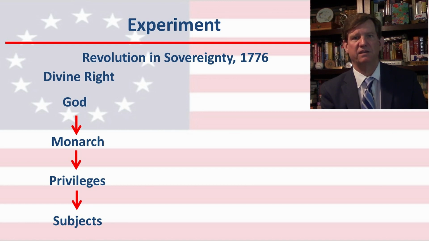They rejected divine right absolutism, a system in which God gave authority to a monarch to assign privileges to his subjects. Subjects then had limited decisions to make in their lives. The monarch, the church, the nobles made those decisions for them.